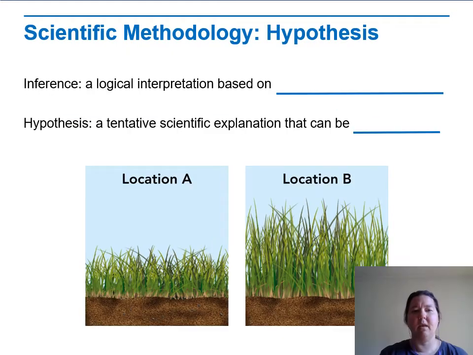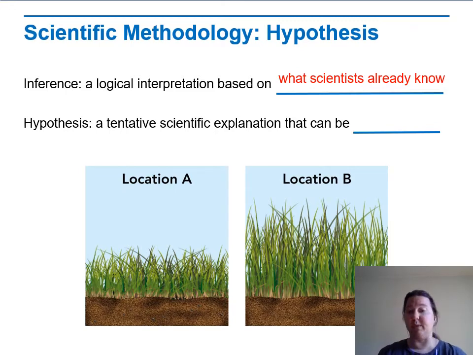An inference is a logical interpretation, and a hypothesis is a tentative scientific explanation. They go hand in hand. But an inference is our interpretation that can lead us to the hypothesis, because an inference is an interpretation based on what we already know. So this is based on observations or previous studies, depending on what you happen to be studying. If you're looking at a new medication, we can take information from old medications and use that to build a new medication.